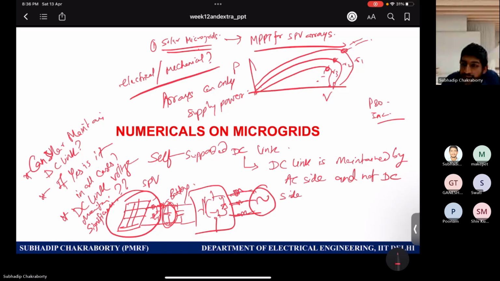Hello? Yes, sir. So what I'm asking is, to maintain it, can you use the solar? Yes, sir, we can use the solar. In a self-supported DC link, sir, we are using the AC side, without the battery, with the help of the converter.